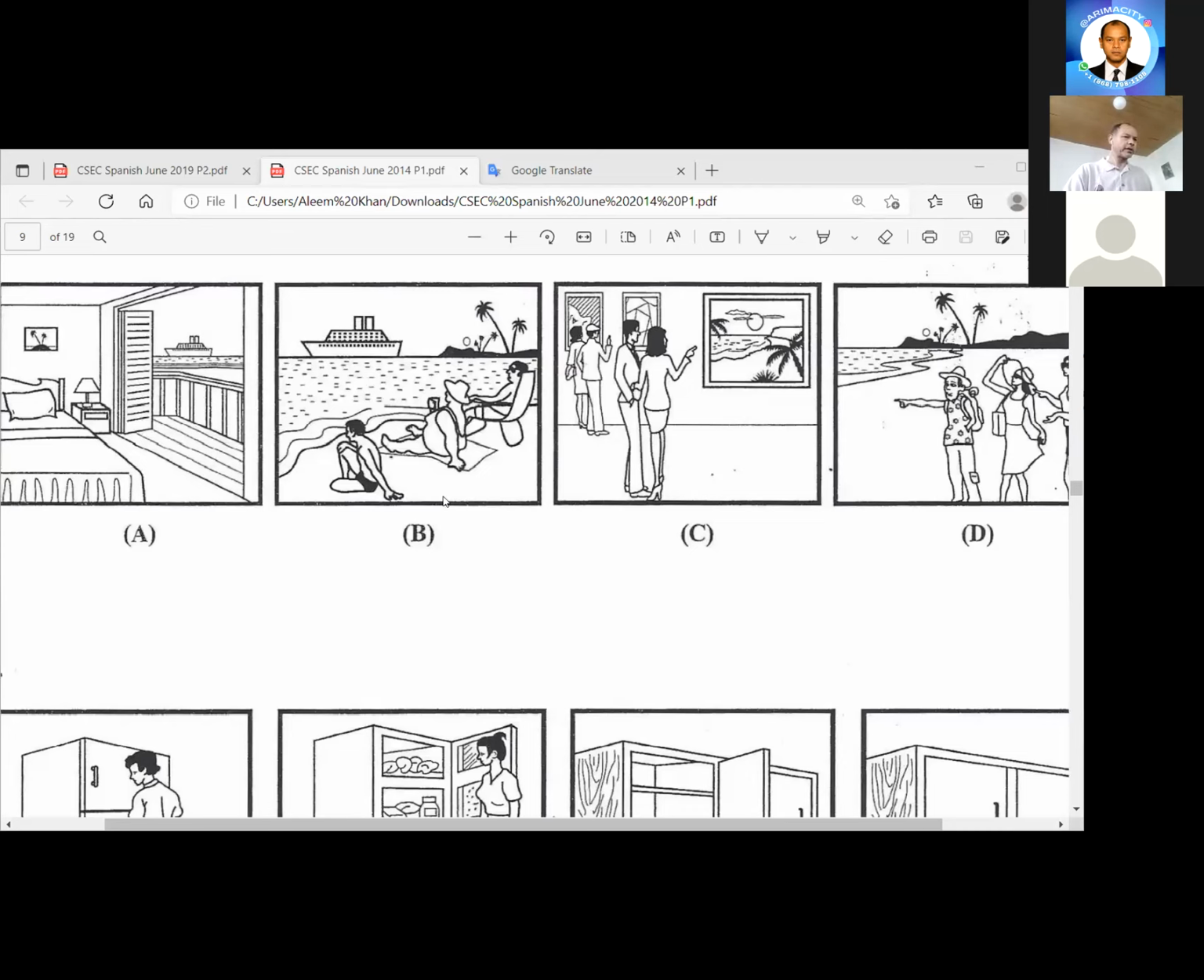Okay, so the next one, as I was saying, the instruction will be in English and the sentence will be in Spanish. La instrucción va a estar en inglés, pero la oración con la cual tiene que responder va a estar en español. Entonces va a ser así. Choose the correct drawing that corresponds to the picture.